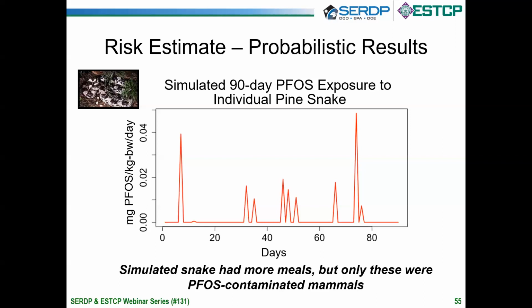And so you see that there's a flat line towards the bottom of the axis, or sometimes maybe a little blip. And that doesn't necessarily mean that the snake hasn't eaten during that time, but that the snake just did not consume a prey item with measurable PFAS concentrations.